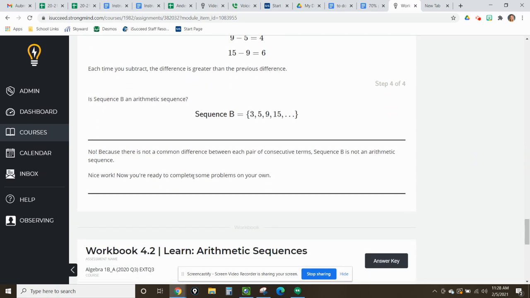So now you're ready to complete some problems on your own. What they're going to ask you on this workbook is to determine if something's an arithmetic sequence or not. Are they adding or subtracting the same thing every time? So go ahead and try that one now.